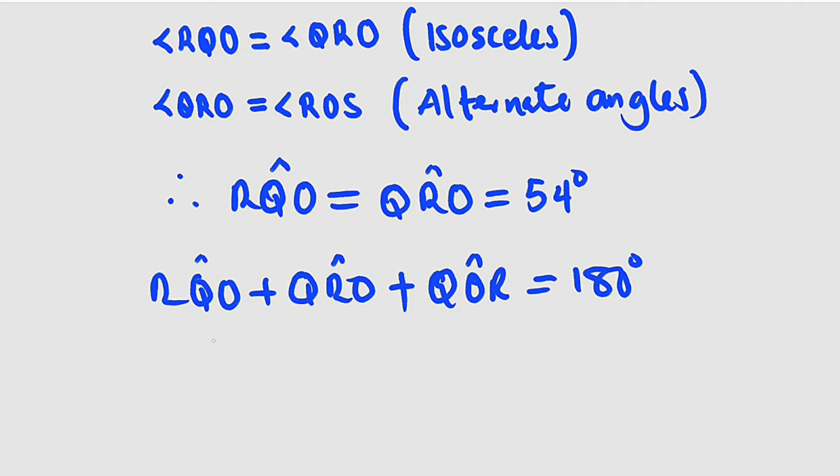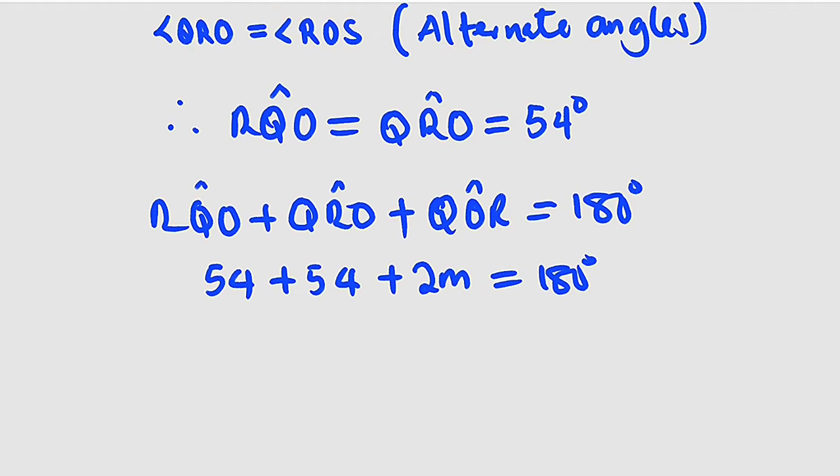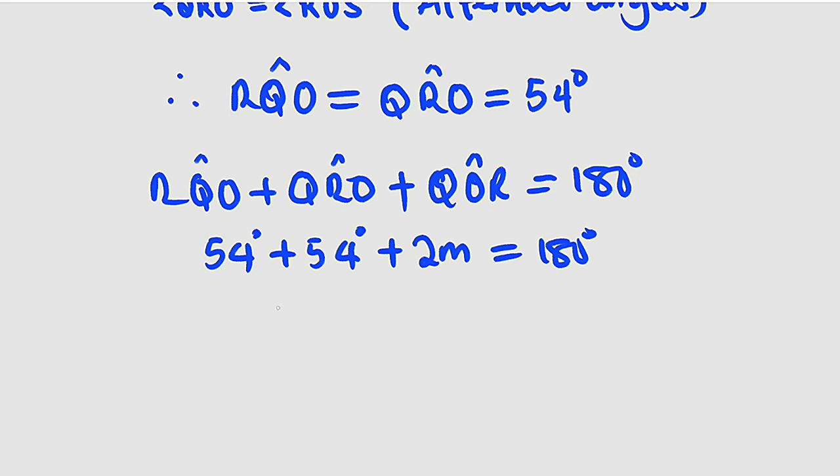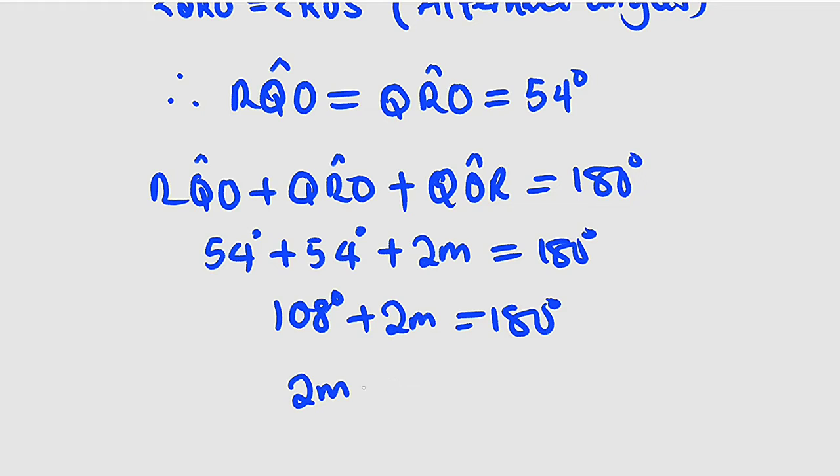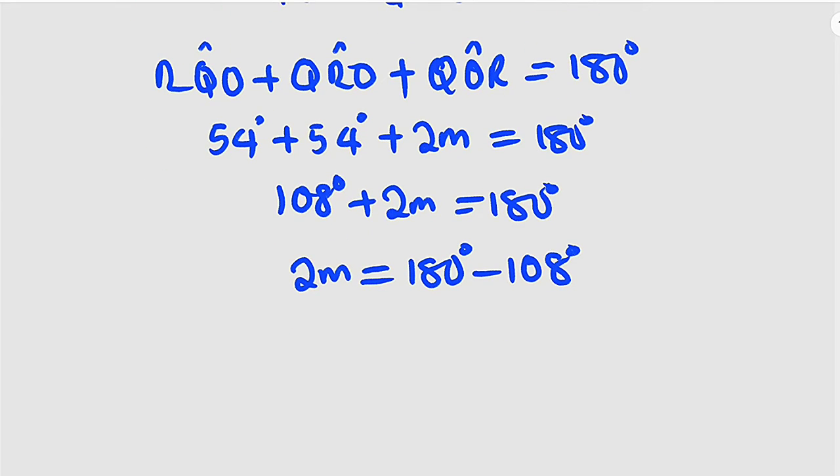Now let us substitute them. This is 54. This is also 54. And this is 2M. This must be equal to 180 degrees. 54 plus 54 is 108 degrees plus 2M. This is equal to 180 degrees. 2M equal to 180 minus 108. And hence 2M will be equal to 72 degrees.